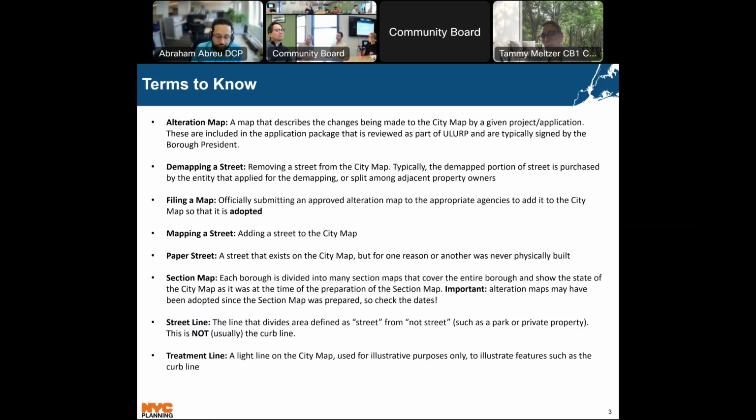Last two, street line. It's a bold line on the alteration map, and it's what divides street from not street, so street from a park, street from private property. When you hear something being said like a 60-foot wide map street, it's from street line to street line. When we think of a street in colloquial parlance, a lot of times we think about the roadway, right, curb to curb. That's not what the street line is. But that may be shown as a treatment line, which is a lighter line, which I will point out.